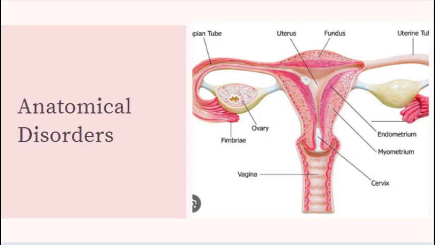Imperforate hymen is the most common cause of outflow tract anomaly. In this case, a female in her teens will have amenorrhea, but there will be normal secondary sexual development. There will be intermittent lower abdominal pain. Retention of urine will be there. When you palpate the abdomen, there will be lower abdominal swelling. There will be a bulging bluish membrane at the lower end of the vagina when you do the vaginal examination.